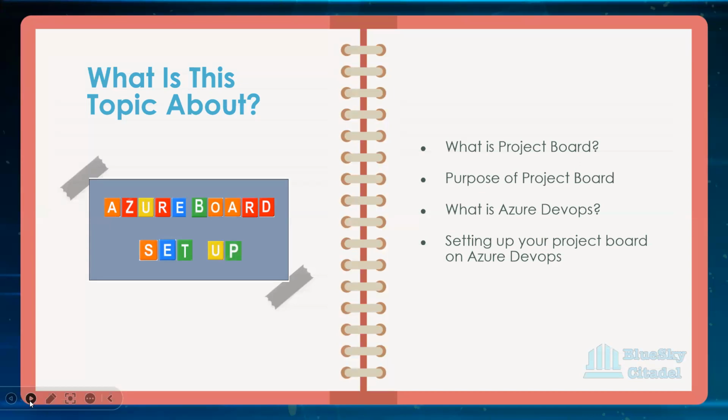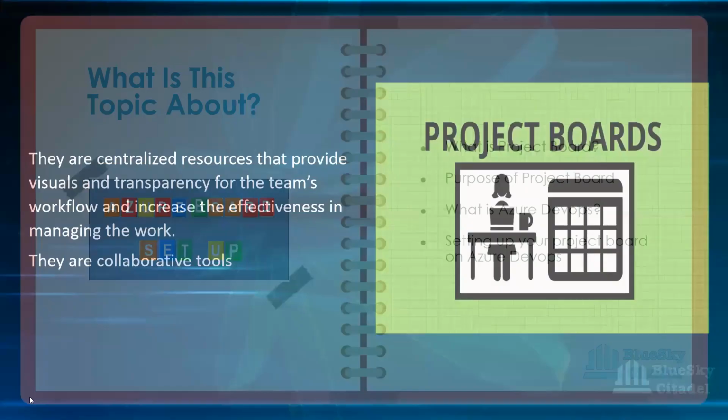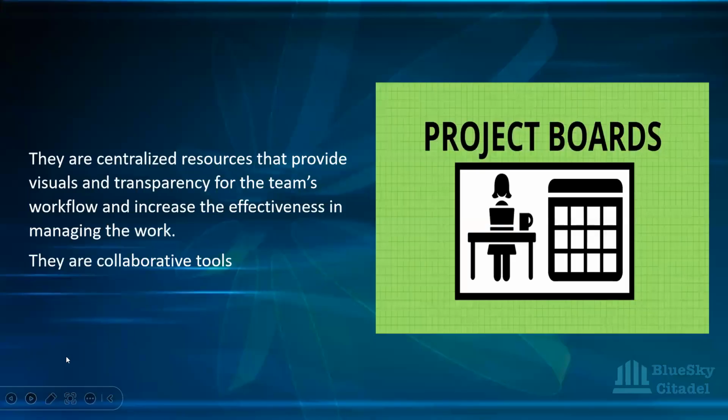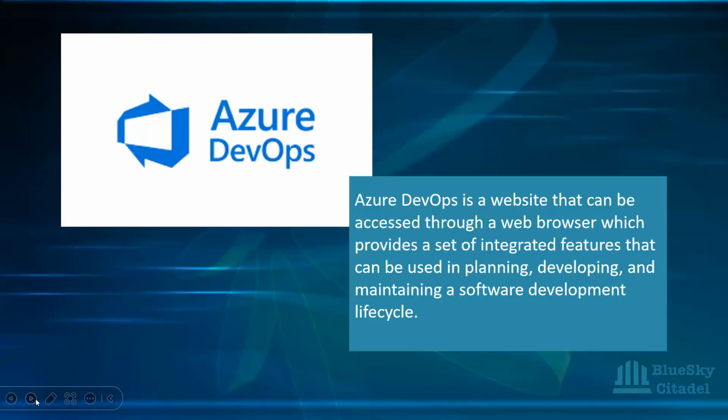So the organization adds you as a user to the organization's Azure board with an email registered. And when this is done, this is just telling us that the project board is just a centralized resource that provides visuals for us, and then we're able to use it to collaborate in what we're doing, and also to be transparent in what we're doing.